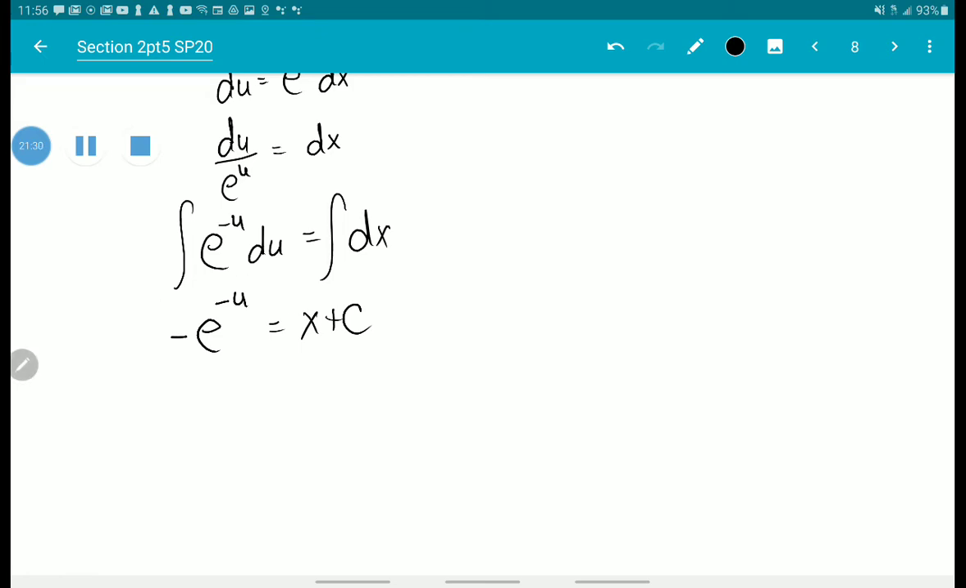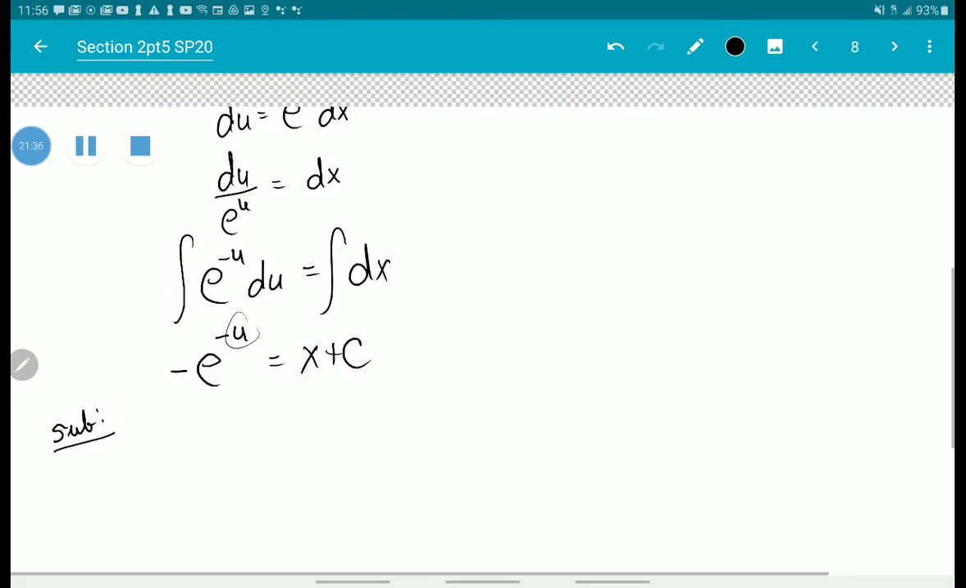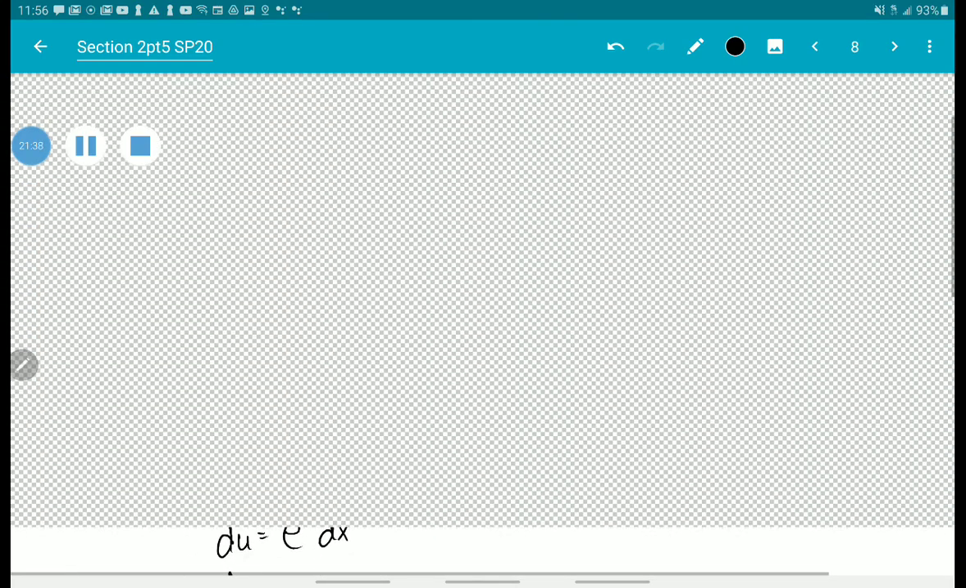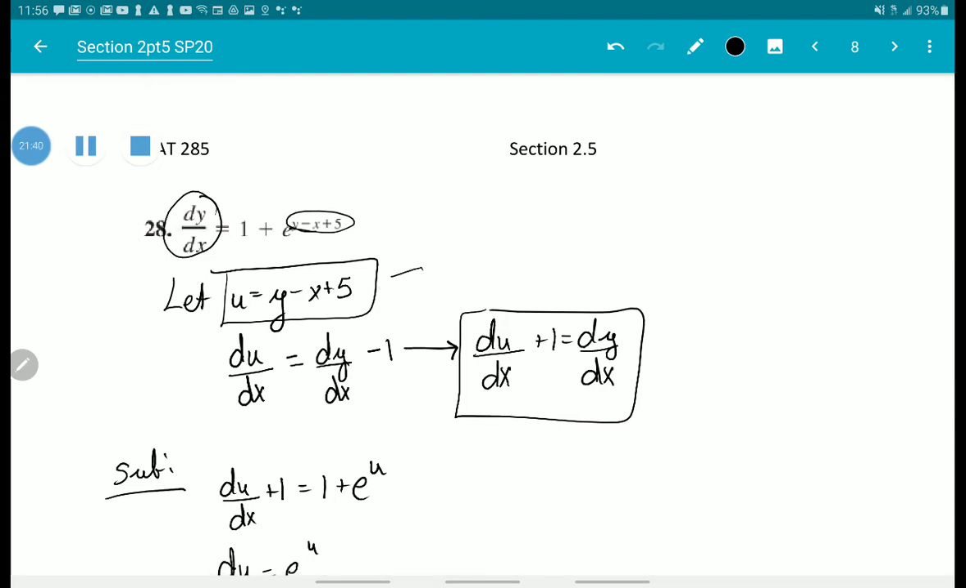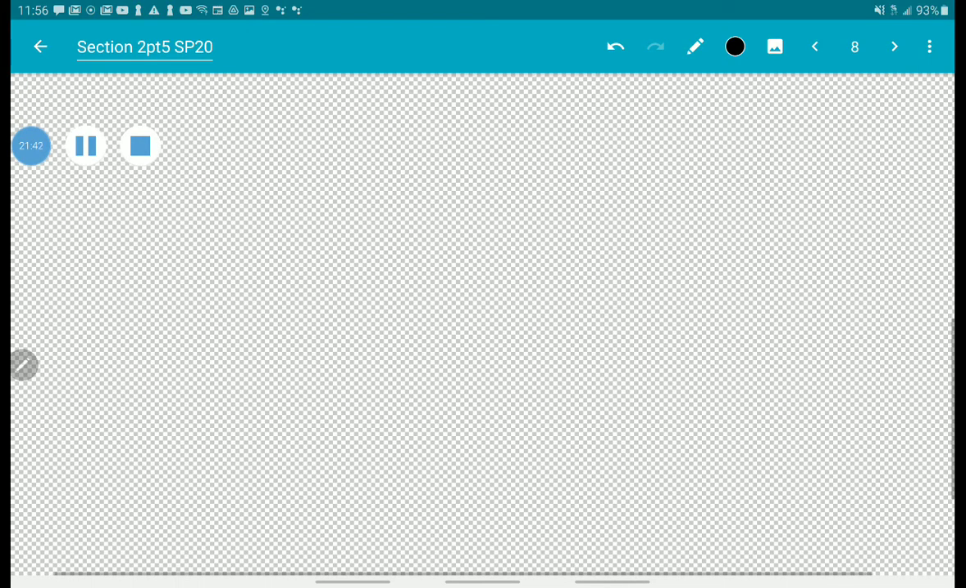So now we have the answer written in terms of u. We're going to do a substitution back in. Before we said u was equal to y minus x plus 5. So we're going to substitute that in.